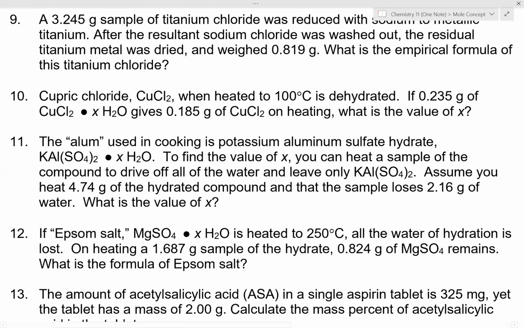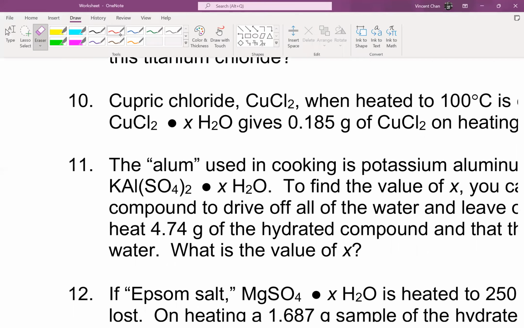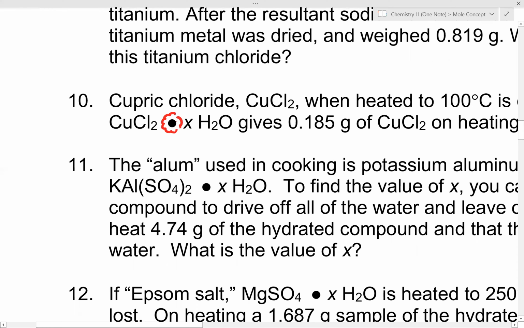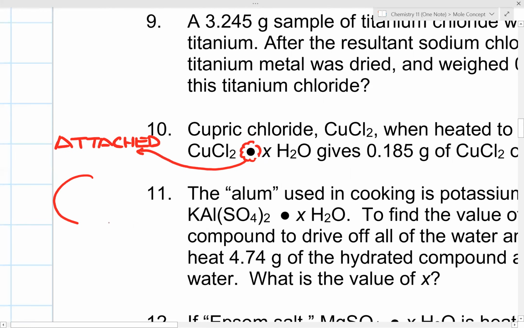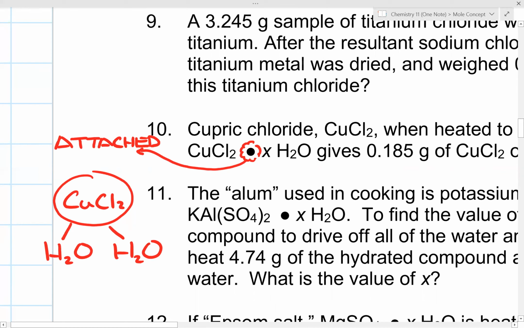Now, the first thing you might want to think is, what does this little black dot mean here? This little black dot is different than what that means in math. Some math teachers use that as multiply. In this case, what it means is that water is attached. Now, if I were to draw a diagram of this, it would probably look something like this. So we have CuCl2, and the water is attached like here. It's attached to the compound, but it's not directly included in the formula. Now, the X just tells you how many are attached.